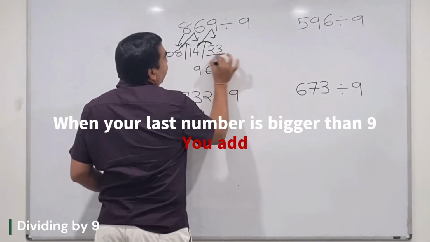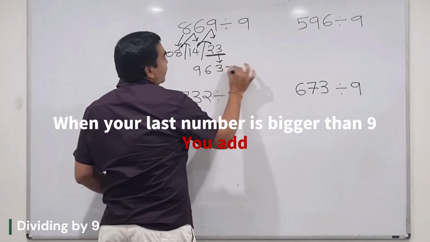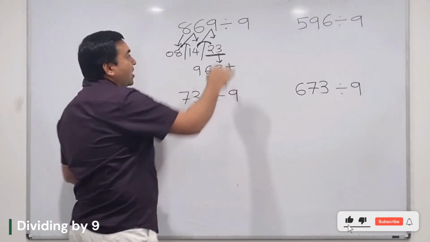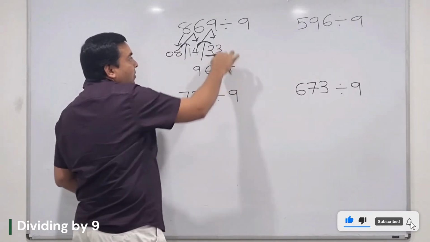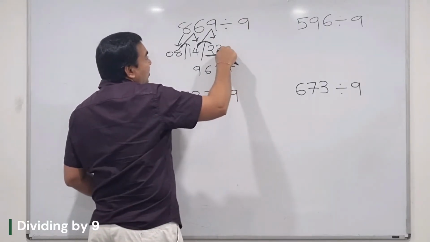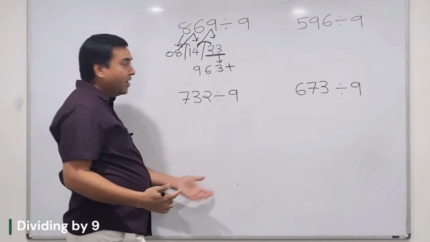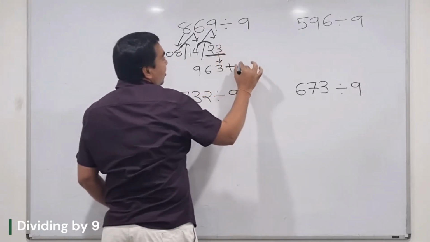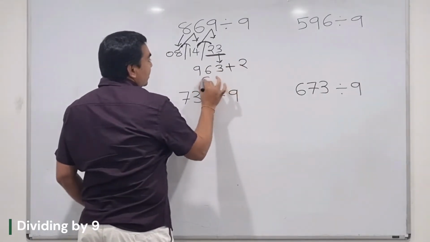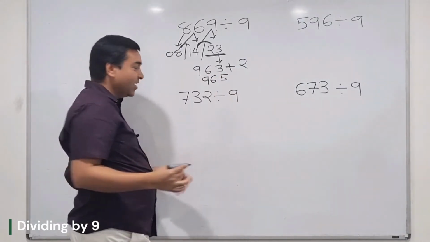Whenever your last number is bigger than 9, then you got to add up something, guys. Because I want the number smaller than 9, but this is bigger than 9. So you got to think about 9 times what will go with the 23. So 9 2s are 18 can go, yeah? So 9 2s are 18. So I got to plus 2. So now 963 plus 2, which is 965. So here now I'm done, guys.